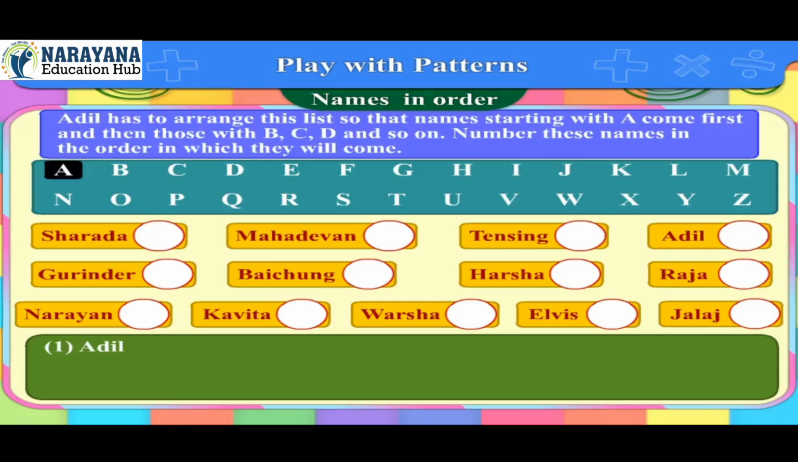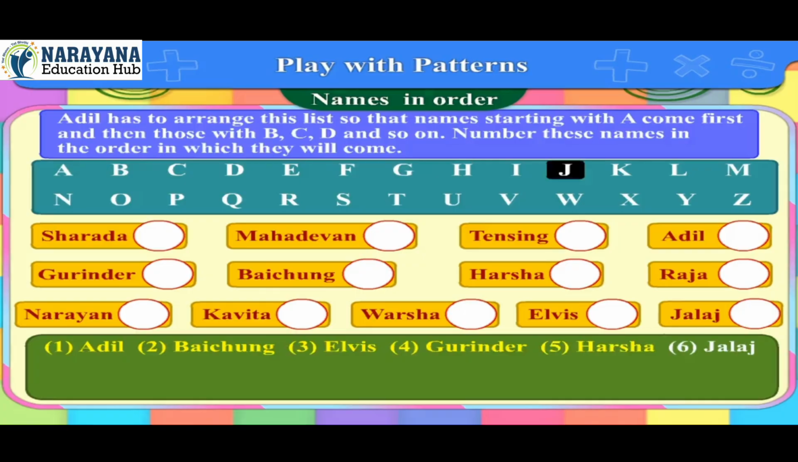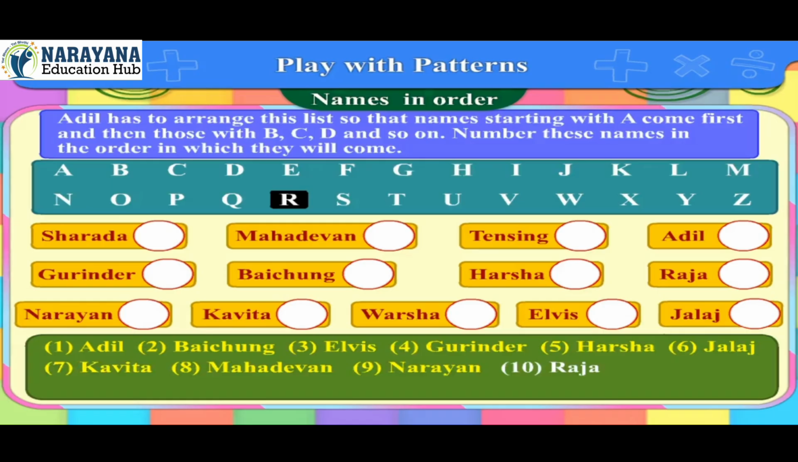1. Adil, 2. Baichang, 3. Elvis, 4. Gurinder, 5. Harsha, 6. Jalaj, 7. Kavita, 8. Mahadevan, 9. Narayan, 10. Raja, 11. Sharda, 12. Tensing, 13. Varsha.